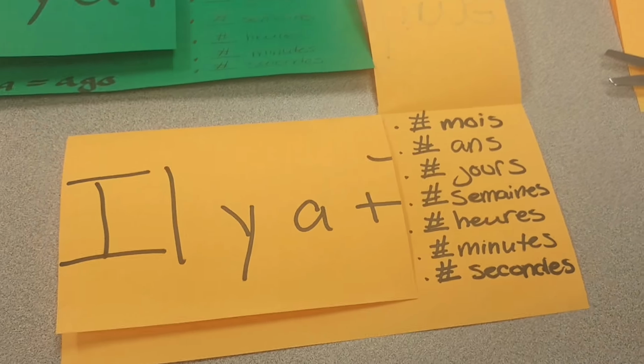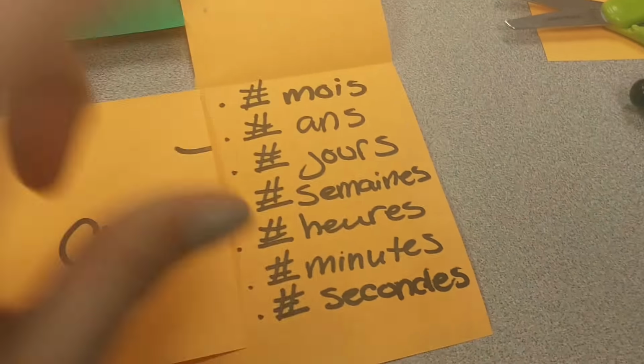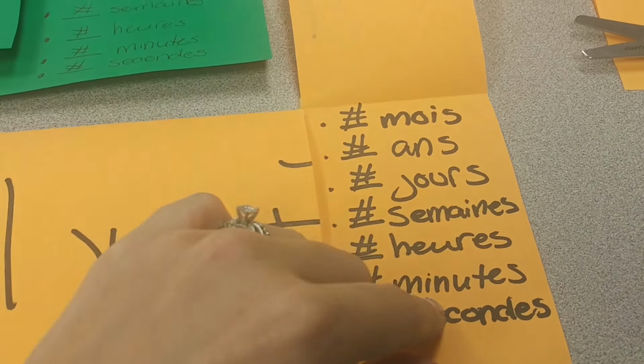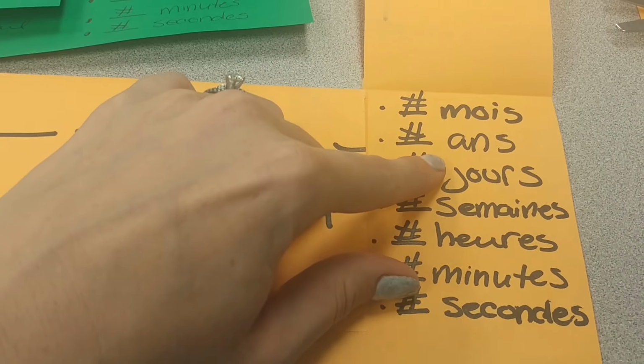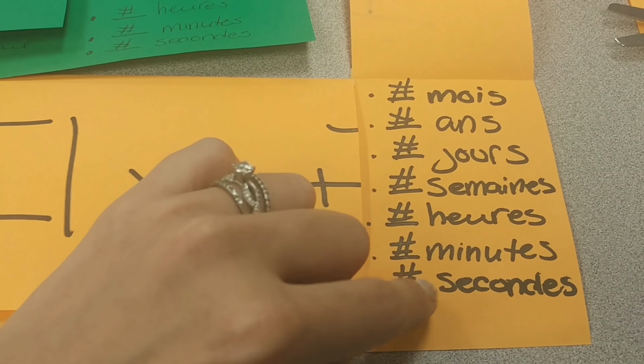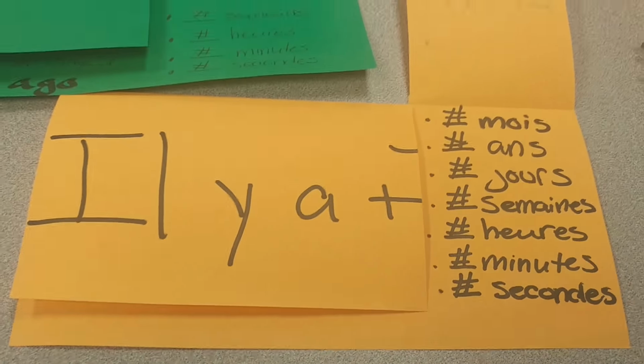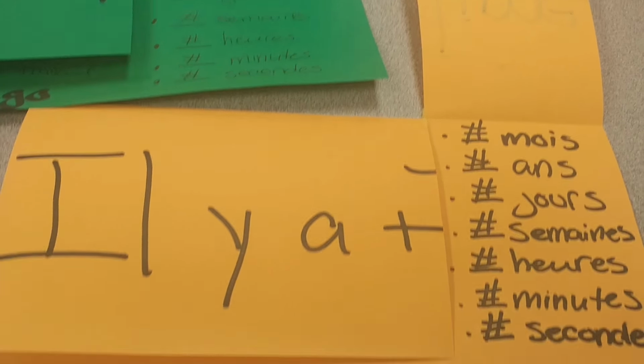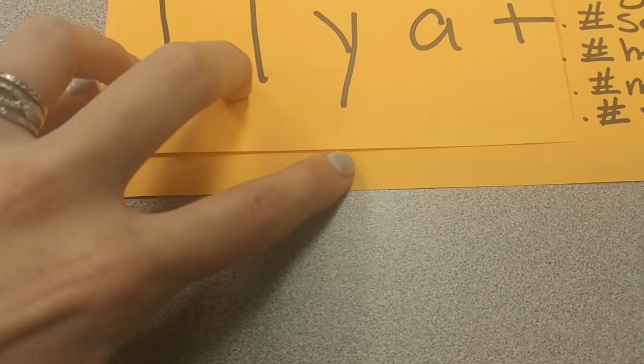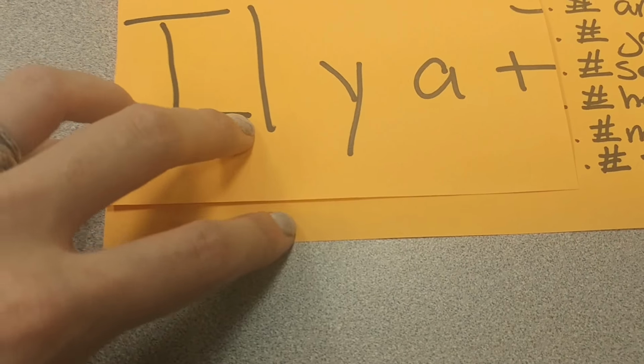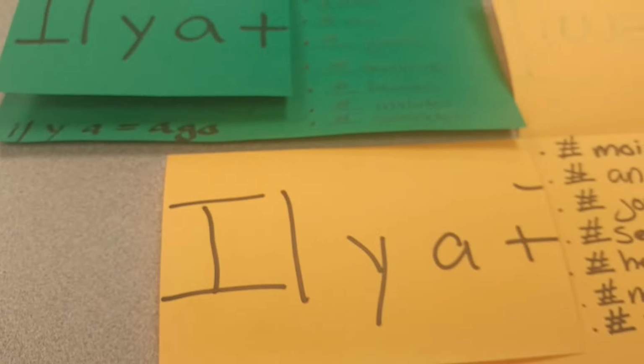So you know to use those now. If you need to define these in English because you're not sure what they mean, go ahead and do that. We have months, years, days, weeks, hours, minutes, seconds, and anything else that you can come up with as far as time goes. What I want you to do now is in the space below, I want you to say that il y a means ago. So you're going to put il y a equals ago. Go ahead and do that now.